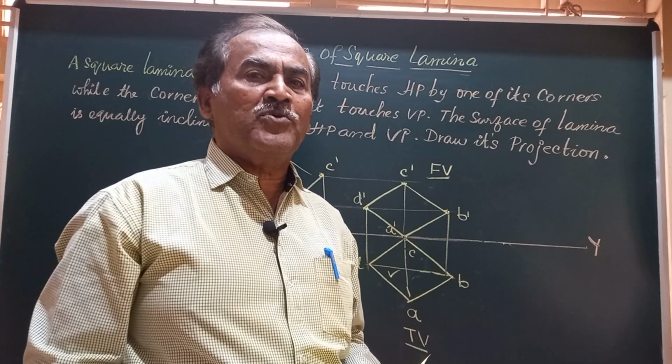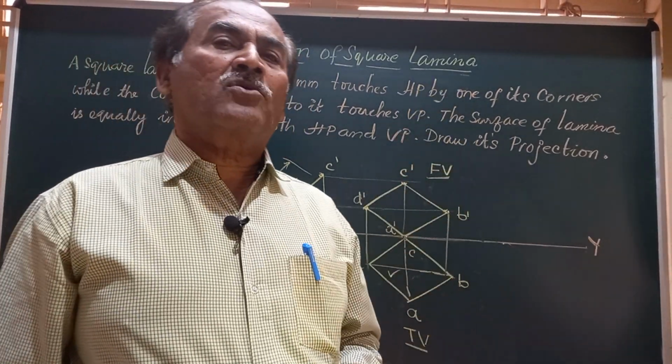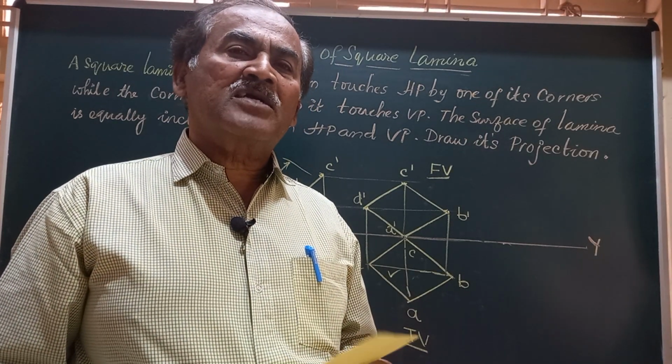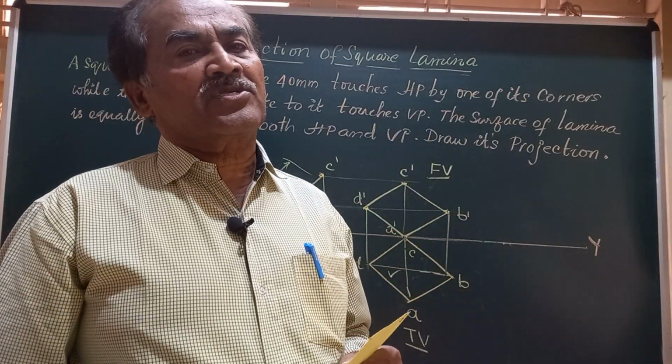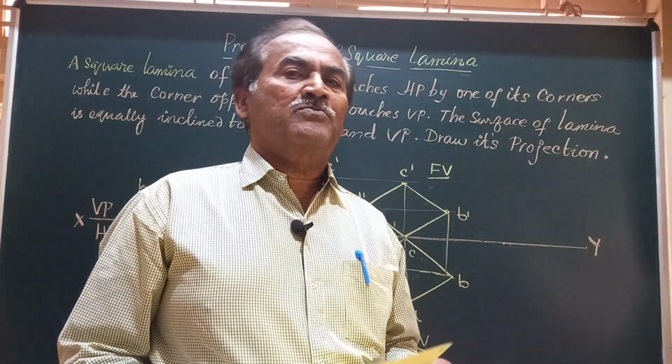Friends, I hope you have followed the procedure to obtain the projections of a square lamina in which one of the corners touches HP while the corner opposite to that touches VP, with the surface making equal inclination with both HP and VP.